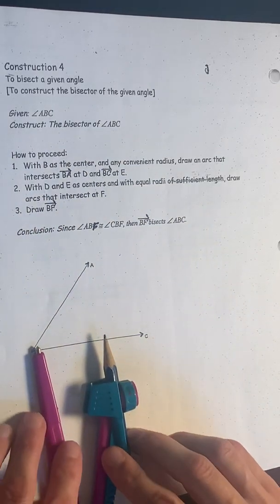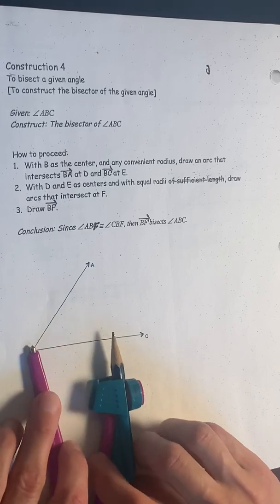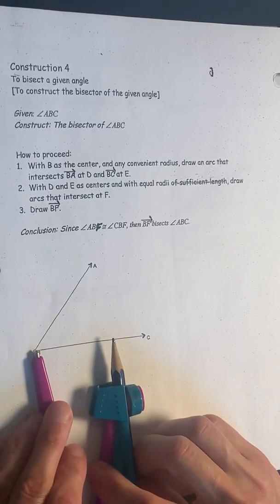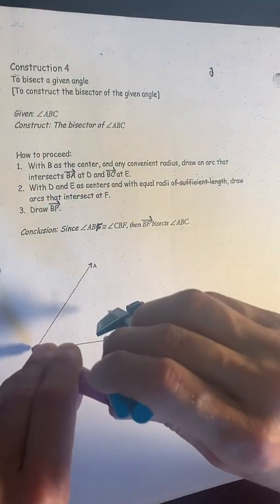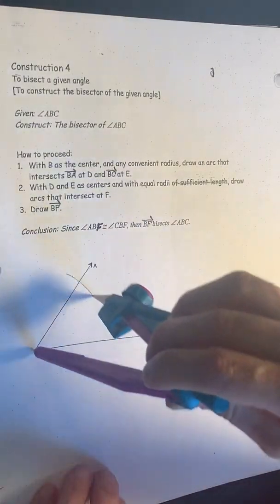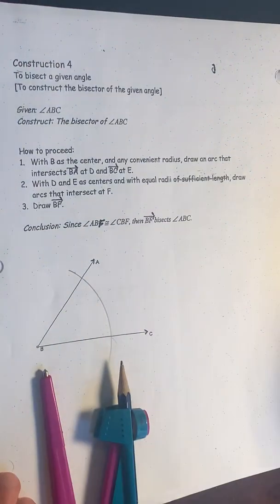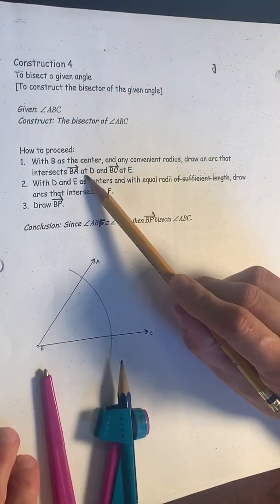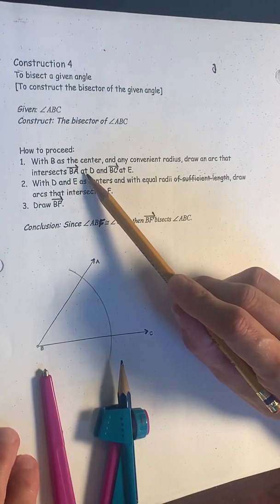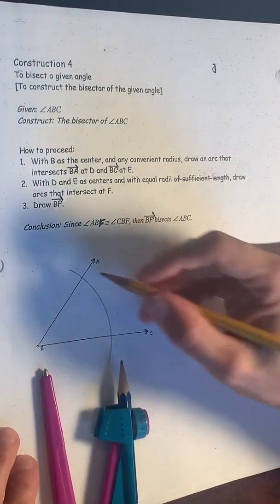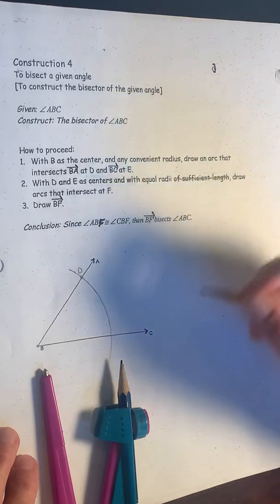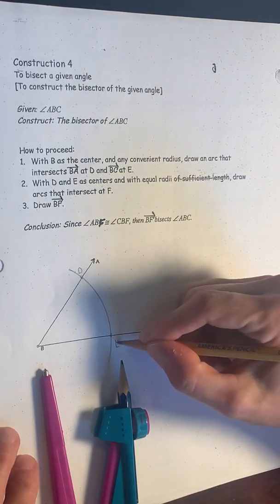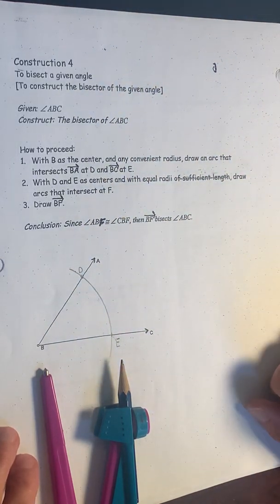So it doesn't matter what your compass setting is, as long as when you construct your arc, it cuts through both sides of your angle. Now, we said that the arc intersects ray BA at D, so we'll put a D here, and ray BC at E. We're done with step 1.